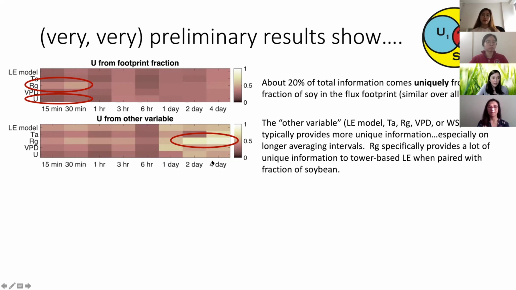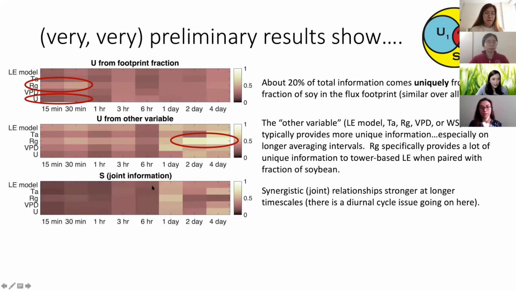And then the second plot is showing, okay, so we have the uniqueness from the footprint fraction. What is the uniqueness from whatever the other variable is? And the other variable is one of these five. And we see that the other variable typically provides more unique information, and especially on longer time intervals. So as we increase our averaging scale, our unique component of information seems to decrease. And particularly, we see that solar radiation at a long time scale provides a lot of unique information when paired with the fraction of soybean.